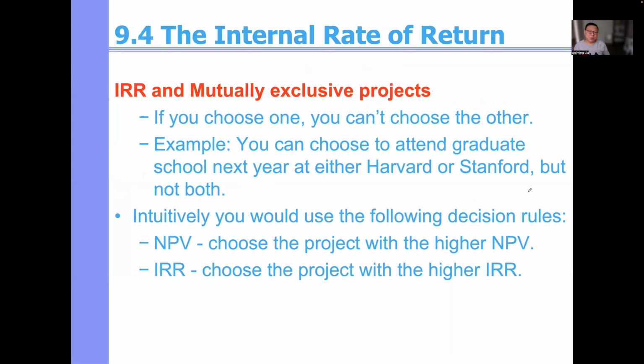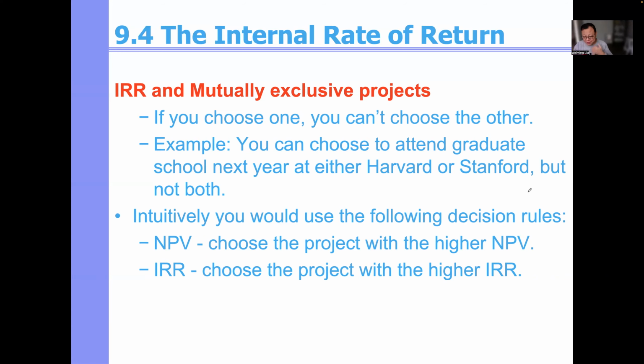Now I'm going to talk about what we mean by a mutually exclusive project, okay? If you have two projects that are mutually exclusive, that means take A, give up B, or take B, give up A, right? So if you are going through the NPV analysis, you will always choose the project with a higher NPV, because that represents the value creation for the firm. If you use IRR, then the higher the rate, the better, okay?